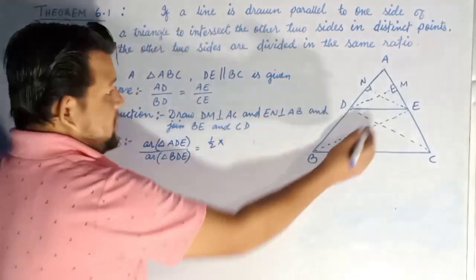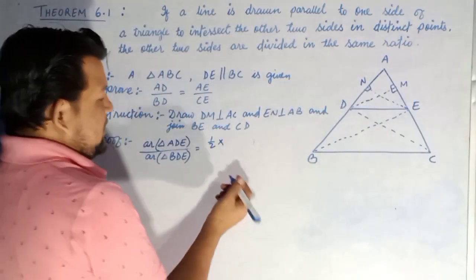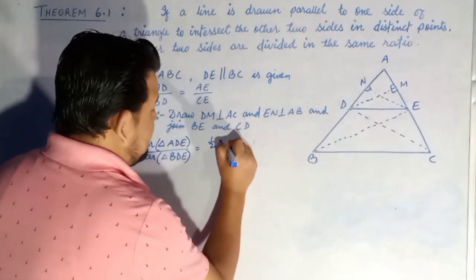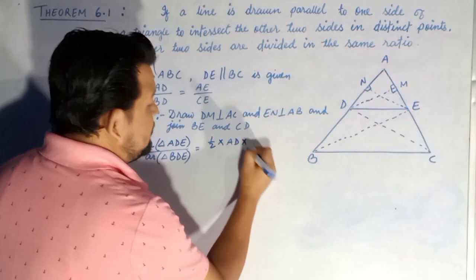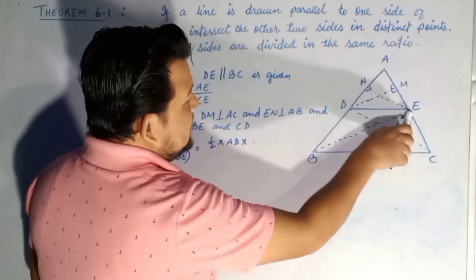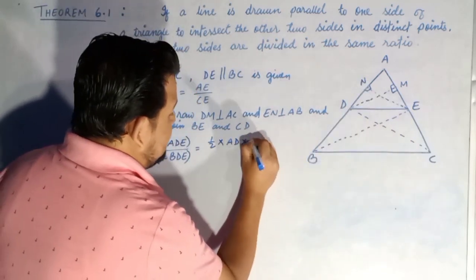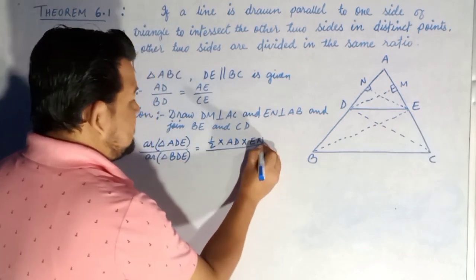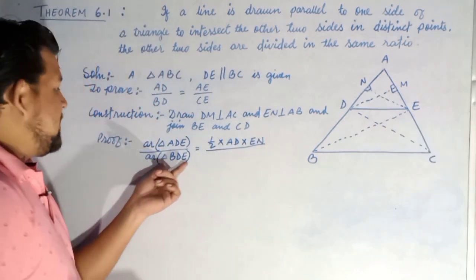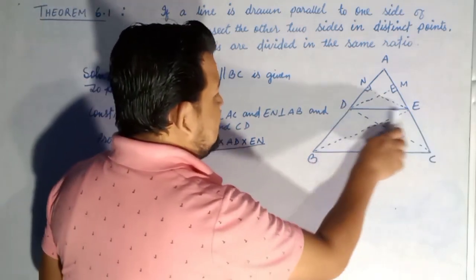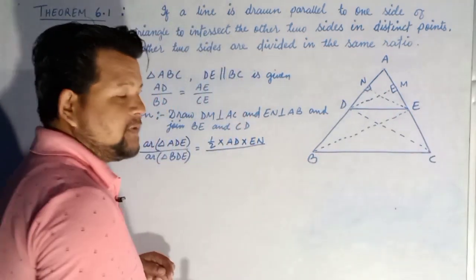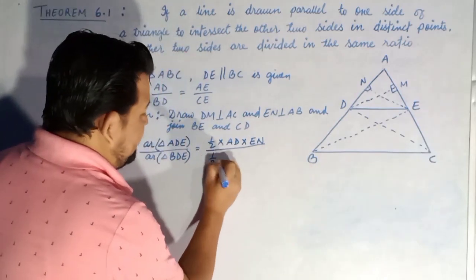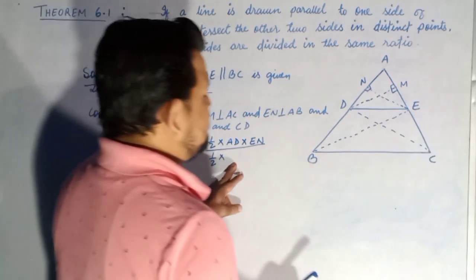So let us write. We have got the area of triangle equal to half into base. What is the base? AD. We will get here AD into height. What is the height? EN. So let us write EN. Similarly, what are we having here? Area of triangle BDE. Now you have to look here very carefully. We will have the same thing here also, half into base. So which one is the base now?